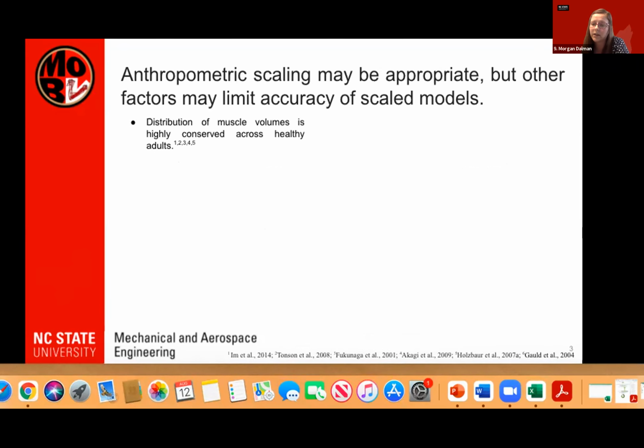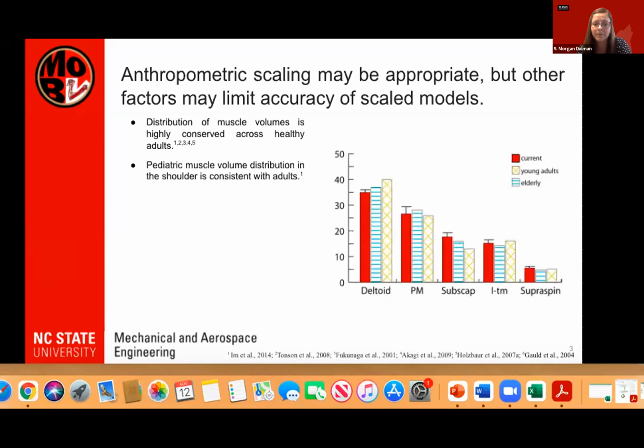Adult upper limb musculoskeletal models have been developed, and anthropometric scaling may be appropriate to create a pediatric model. Detailed work characterizing the anatomy of the upper limb in adults has revealed that the distribution of muscle volume is highly correlated across healthy adults, and that muscle volume is an effective predictor of strength. Importantly, research done by M et al. revealed that pediatric muscle volume distribution in the shoulder is consistent with that of adults. Thus, some aspects of the shoulder musculoskeletal structure may be easily scaled from adults to pediatric.